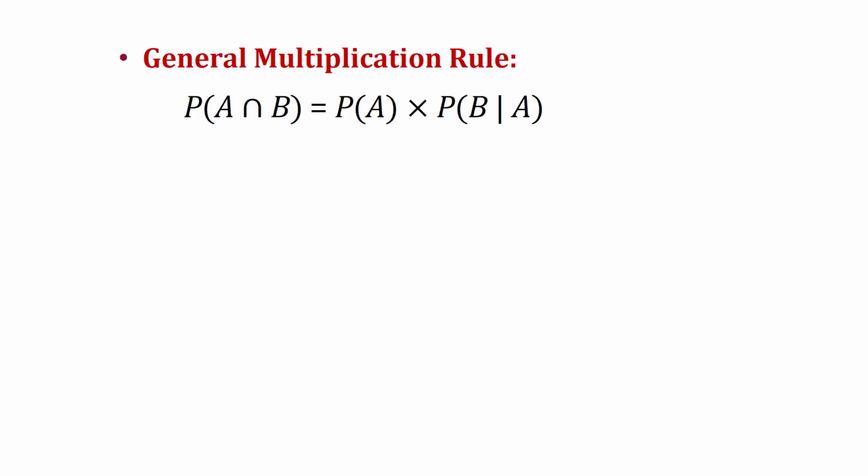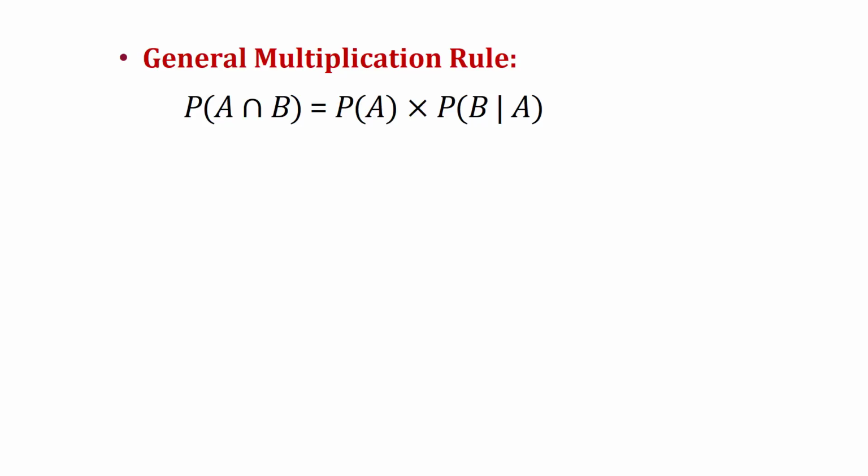The general multiplication rule is what we get from just rearranging the conditional probability equation. So if you look back at the equation when we had probability of B given A equals probability of the intersection divided by the probability of A, if I just multiply both sides of that equation by the probability of A, I get this. I get that the probability of A intersection B is the probability of A, unconditional, times the probability of B, conditional, or given A.